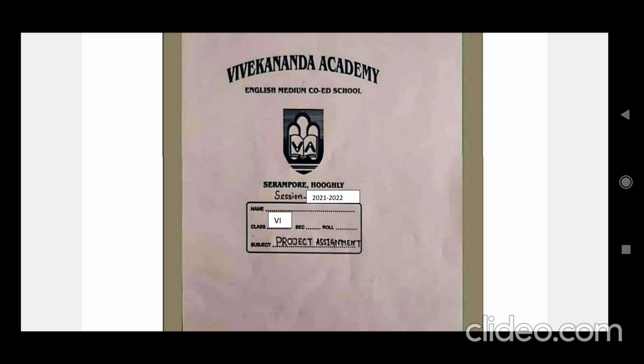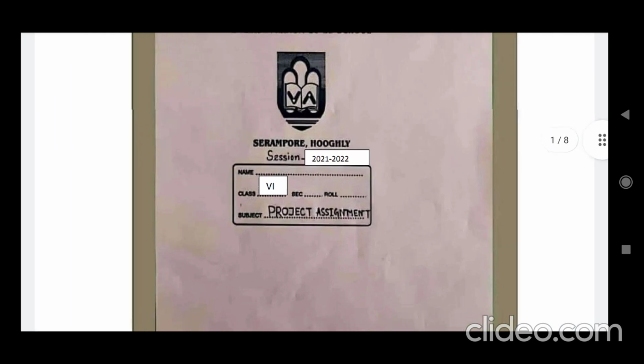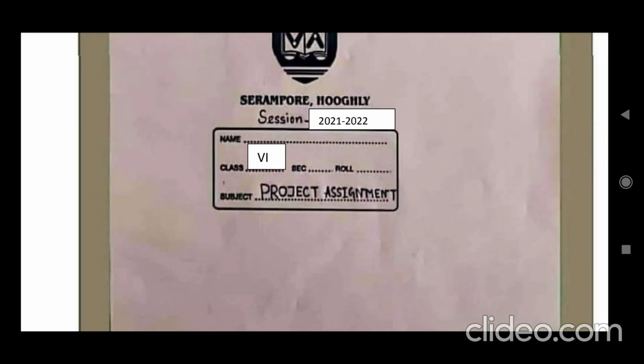First of all, you have done your term 1 project assignments, so it's known to you that your project file must be covered with a cover page like this. Those who have not yet covered your project file, I request you, please cover your project file before submitting the term 2 project assignments. On the cover page you must write session 2021-2022. You must mention your name, class, section, roll number, and in place of subject you must write project assignment.